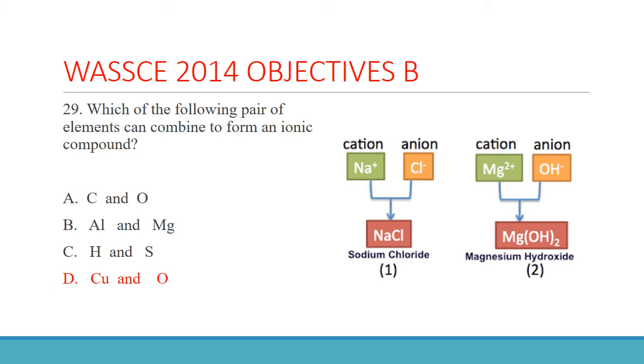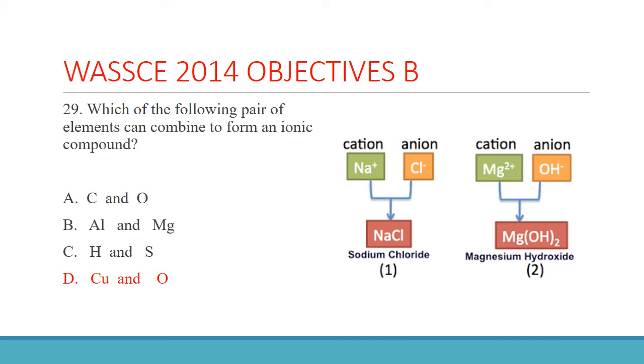Then D, we have copper and oxygen. Copper is a metal, although it doesn't end in ion. So I said that most of the metals, not all of them, end in ion, but some of them do not. Gold is a metal, but it doesn't end in ion. Copper, yes. Iron, yeah. So copper and oxygen would form an ionic compound.